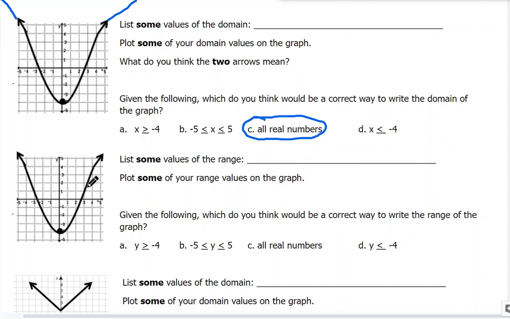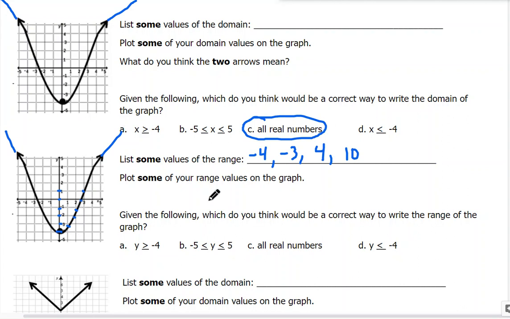For the range, it says list some possible values. So remember, ranges are y, so we're looking up and down, right? I see that the bottom of my graph is here at -4. So -4 would be a point, and since these are going up, they keep expanding. It could be -3, -2, -1, 0, 1. All these have points on the line. It could be 4, it could be 10, because 10 would be up here and it would still be on the line.